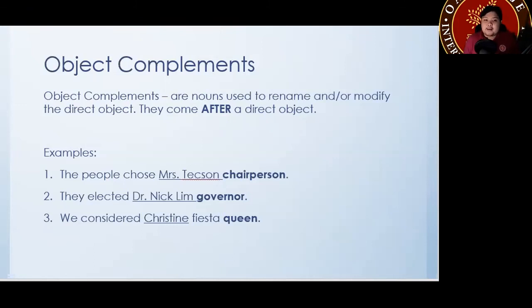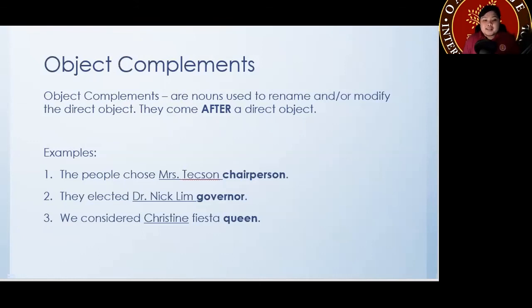Number one, the people chose Mrs. Texon chairperson. Now, your underlined words there are your direct objects because, for example, in number one, your verb is chose. Chose whom? Mrs. Texon. That's your direct object. And Mrs. Texon is chosen, and Mrs. Texon there is a chairperson. So the people chose Mrs. Texon chairperson. Chairperson there is the object complement. Two, they elected Dr. Nick Lim governor. Elected whom? Dr. Nick Lim. That's your direct object. And governor there just renames Dr. Nick Lim. Therefore, that is the object complement.